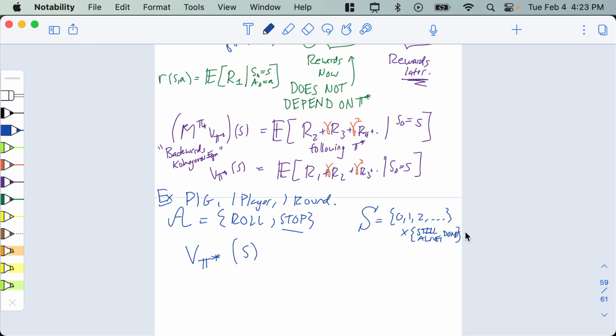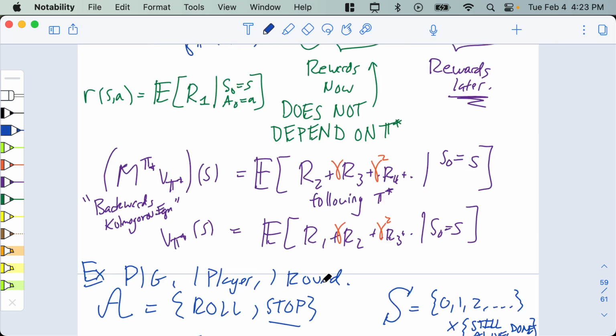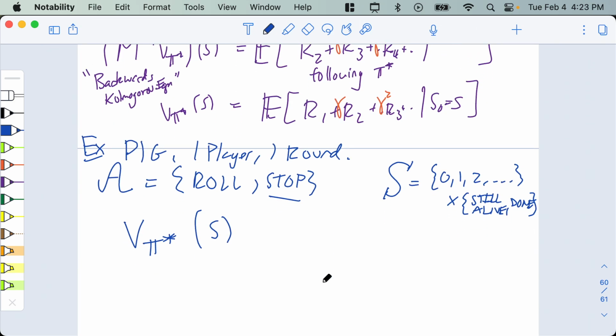Okay, and some of them actually are super easy. Let me write it like this to make things crystal clear, or at least crystal precise. Maybe they're not clear, but they're precise. Okay, V pi star of (s, done). This one is very easy.